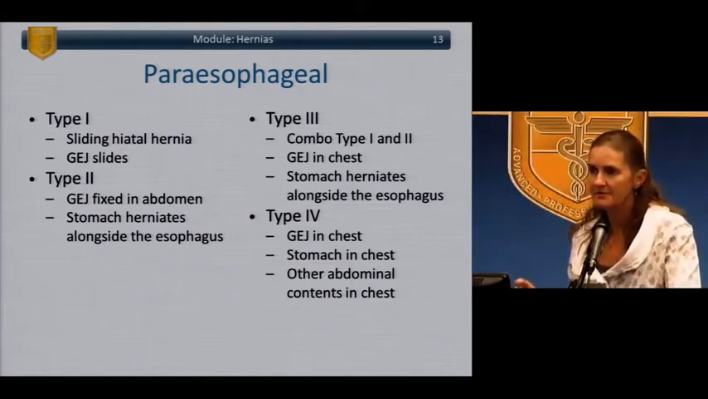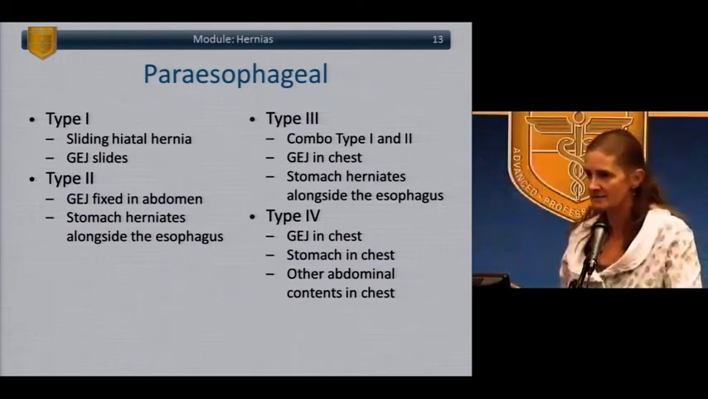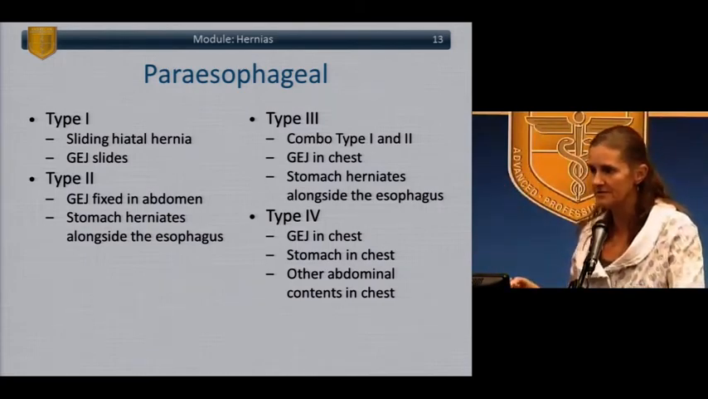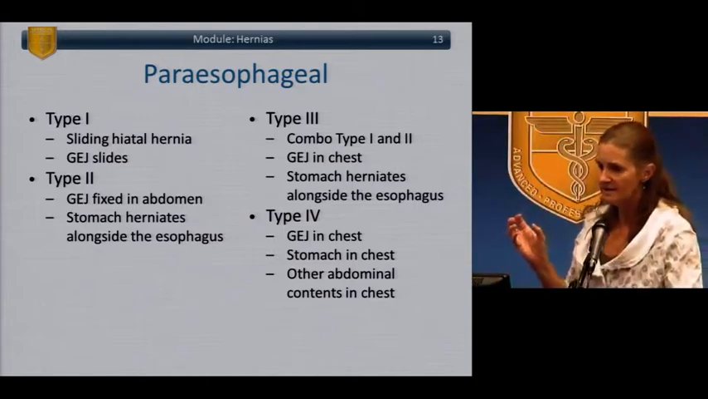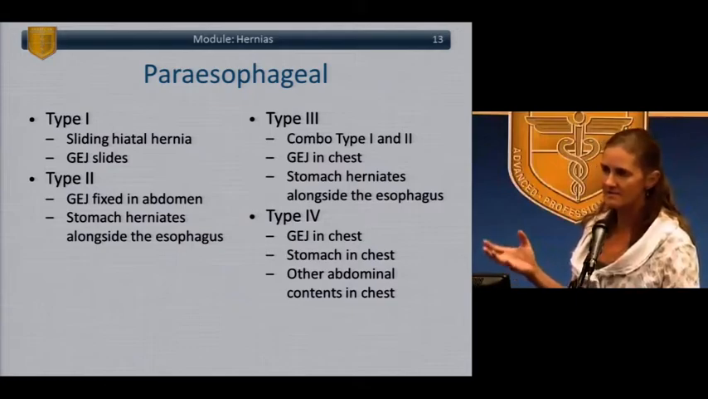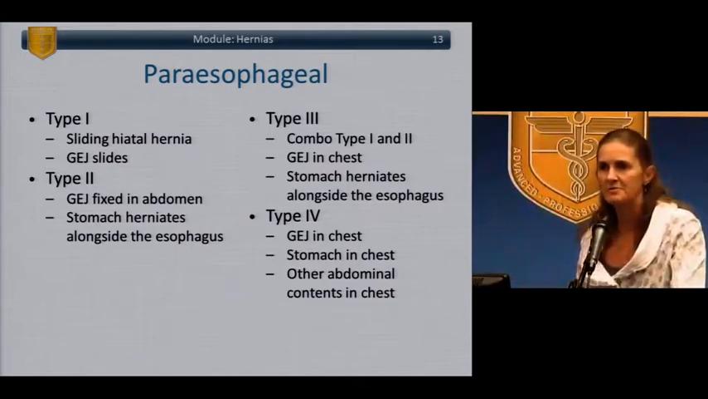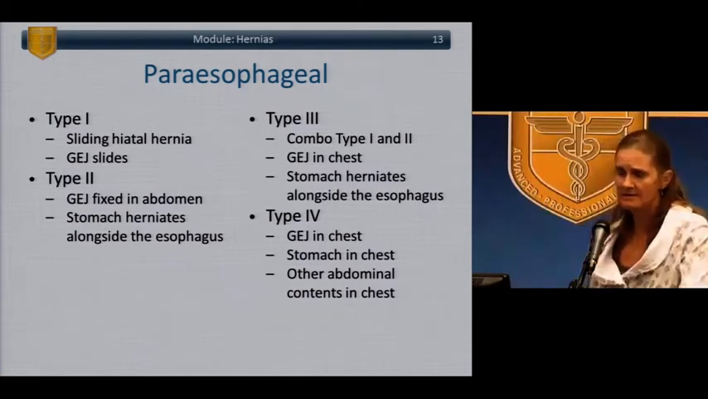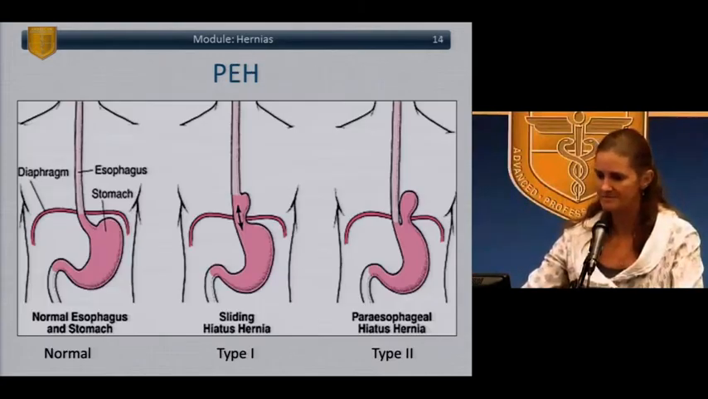So in a type 3, you still get that stomach sliding up alongside the esophagus. So it truly is paraesophageal. But the difference is that the sphincter is now up into the chest. And it doesn't slide. It stays up in the chest. So everything is kind of herniated up there. And finally, a type 4 is where you just have this big, gigantic, wide open hiatus, and you might have pancreas or liver or whatever sliding up in there.